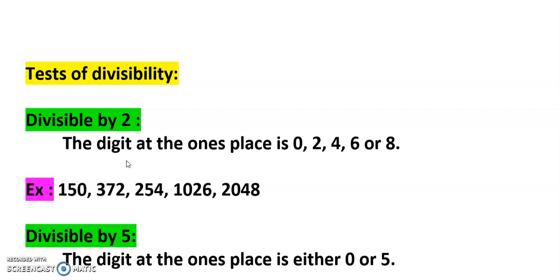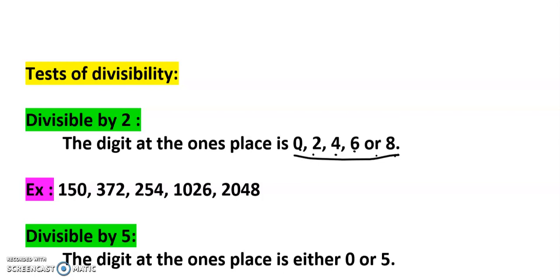First we'll see divisible by 2. If the digit at the ones place is 0, 2, 4, 6 or 8, it is divisible by 2. So listen children, in the ones place, if it is 0, 2, 4, 6 or 8, then we can say it is divisible by 2. Look at the example.